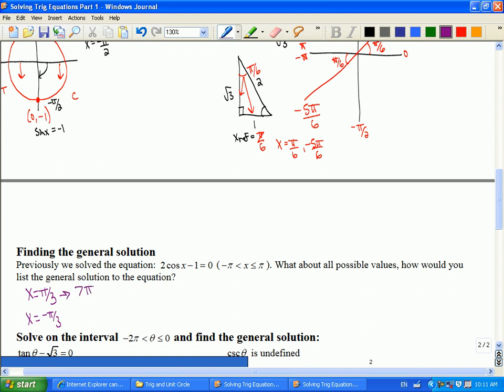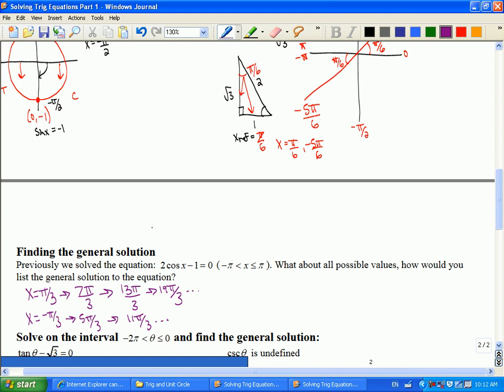So basically, that's what we're saying here: we could also call this, if I add 2 pi, I'd be at 7 pi over 3. If I add 2 pi, that would be 13 pi over 3. 19 pi over 3. Right? Same thing here. If I added 2 pi, I'd be at 5 pi over 3, and I'd be at 11 pi over 3.